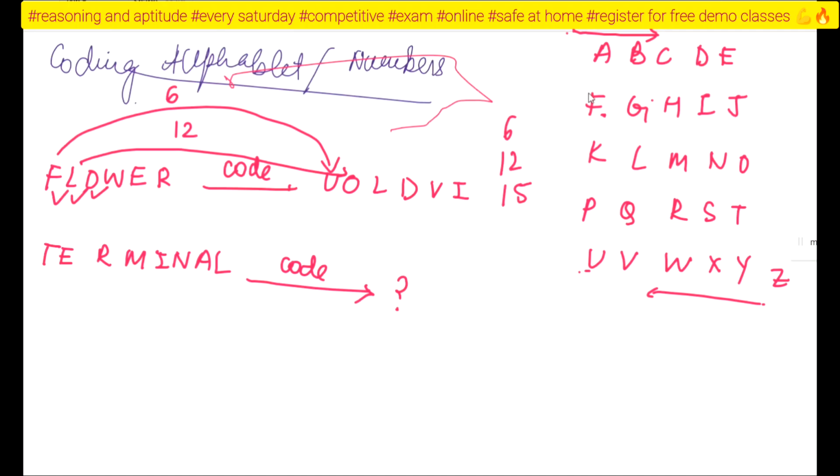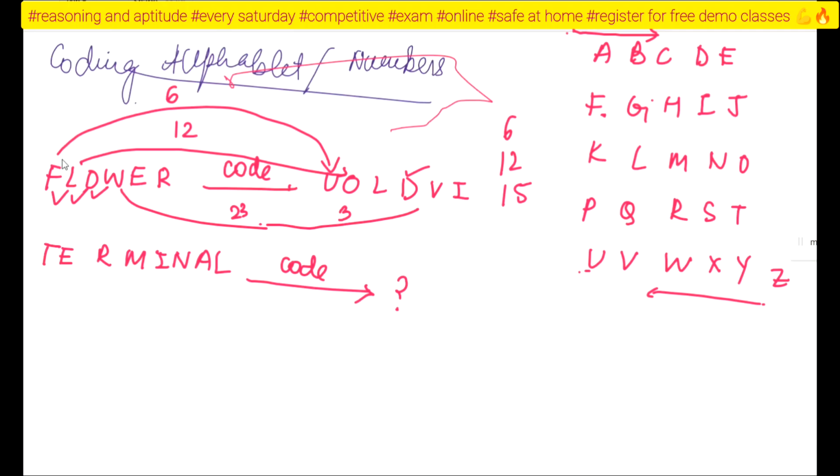W. W is 23, counting 1 2 3 up to 20, 21, 22, 23. So I have to travel from the back side: 1 2 3 up to 19, 20, 21, 22, 23. So it will be D. So see, it is D. Now do it yourself this way: 6, 12, 23, and 3, 20.